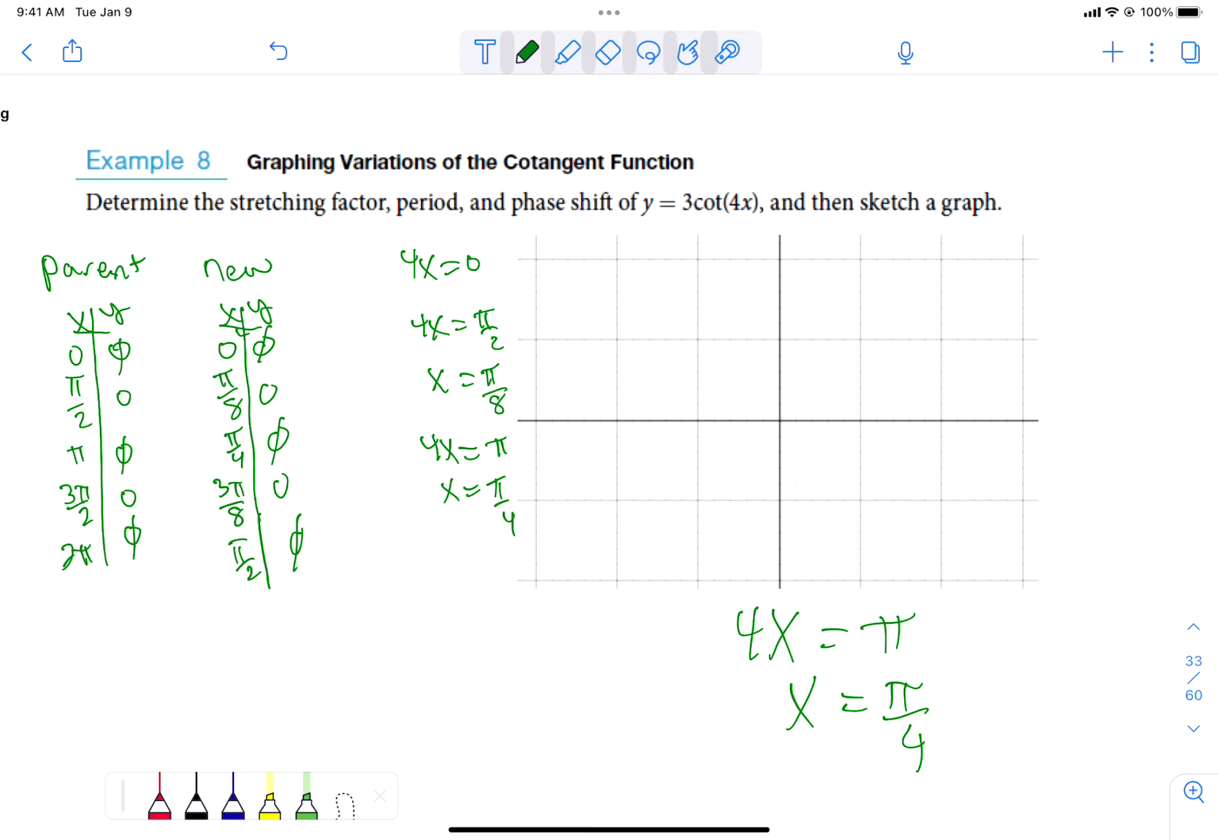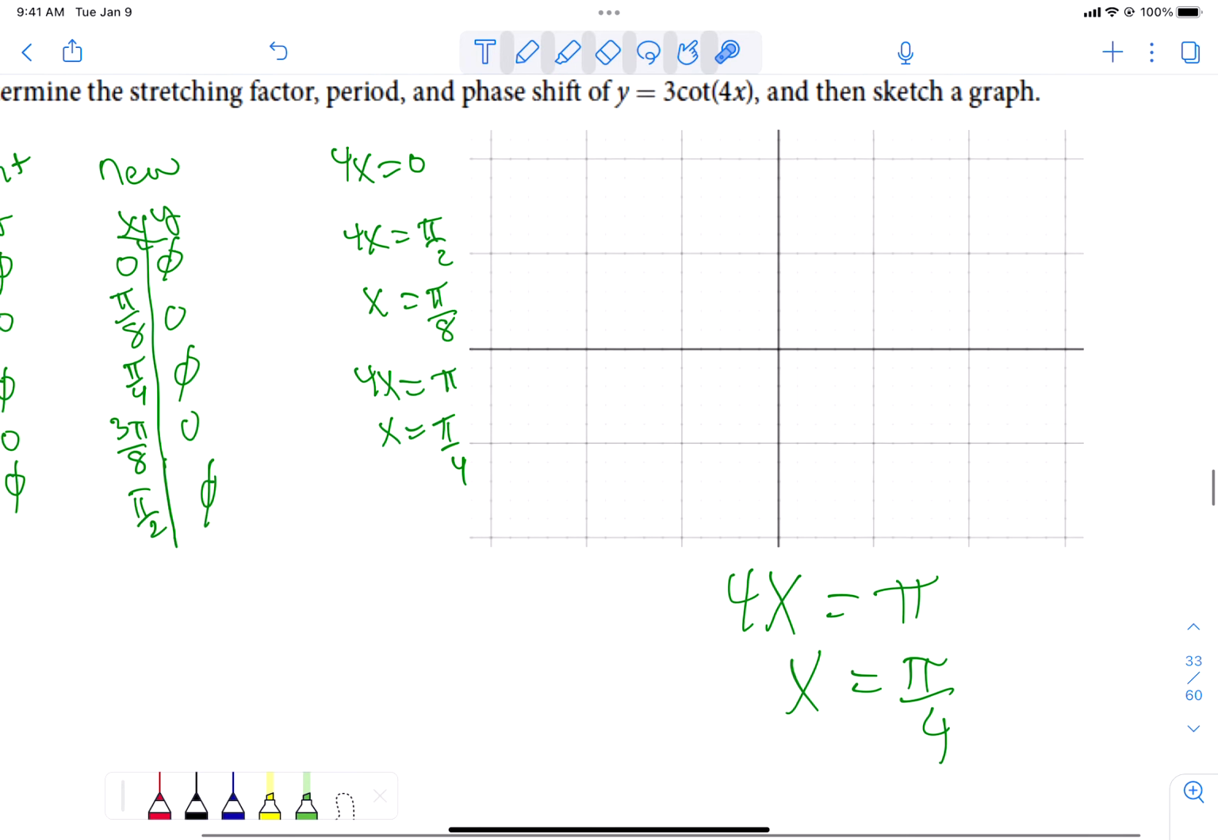What's it going to change? Well, the halfway points get multiplied by 3. So we're going to go 3 up on the left side and 3 down on the right side. Okay, so let's count by pi over 8.